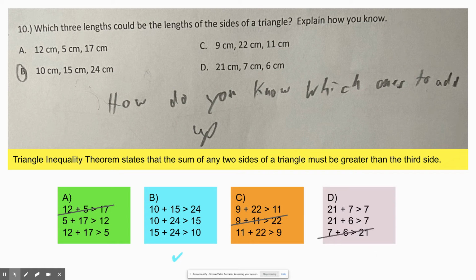The bottom one: 7 plus 6 is 13, which is not greater than 21. So that's how we know what to do. We're writing three statements. The sum of any two numbers given as lengths has to be greater than the third.